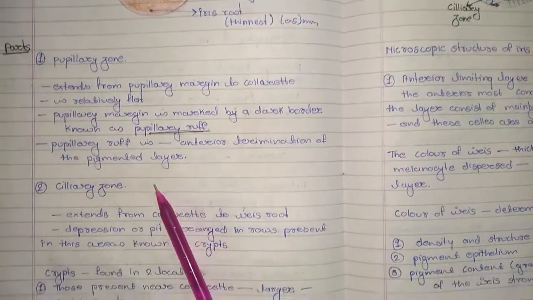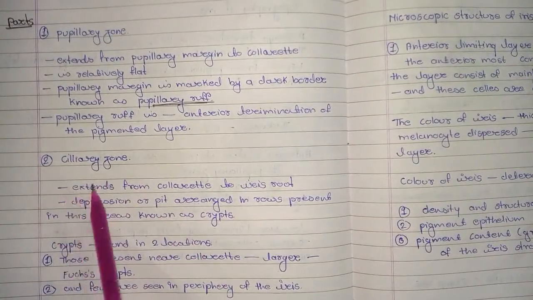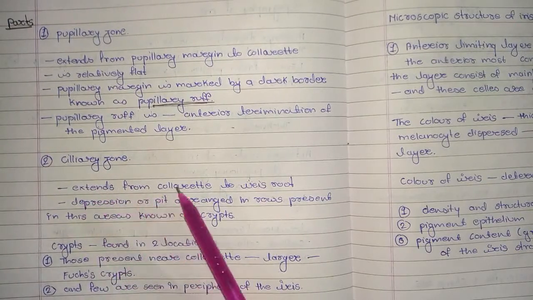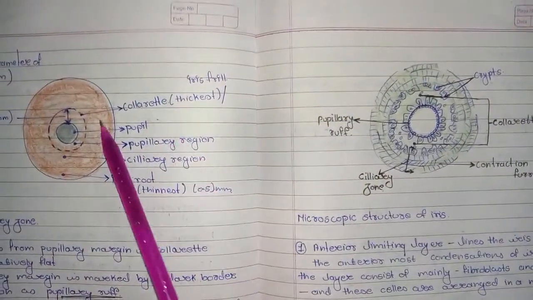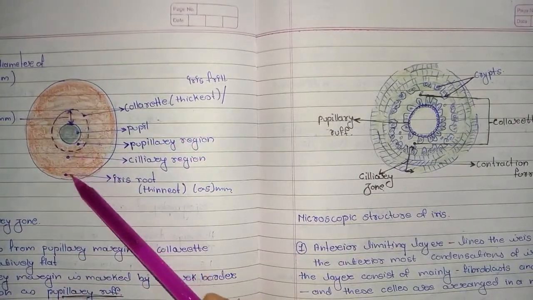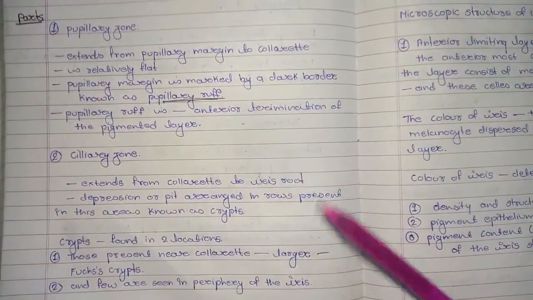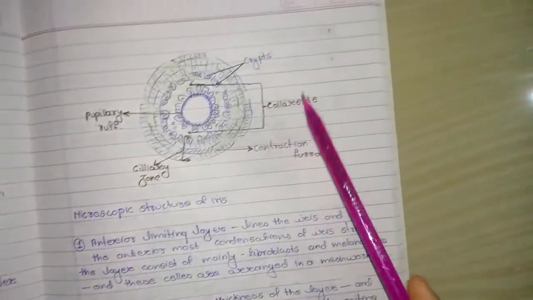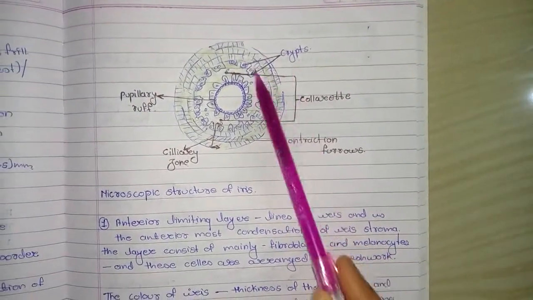Now, the second part of the iris, which is the ciliary zone. The ciliary zone of the iris extends from collarette to iris root. In the above diagram, you can see it extends from collarette to iris root. Some depressions and pits arranged in a row are present in this area, known as crypts. Now in this diagram you can see the depressions or pits arranged in rows, known as crypts.